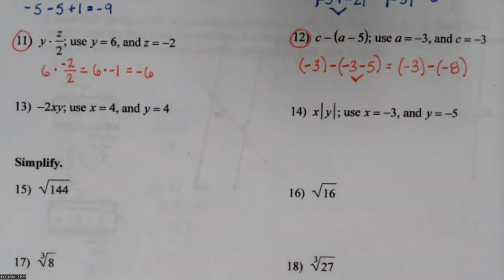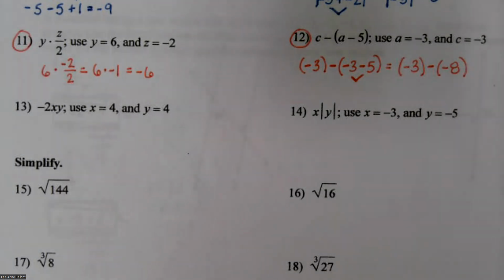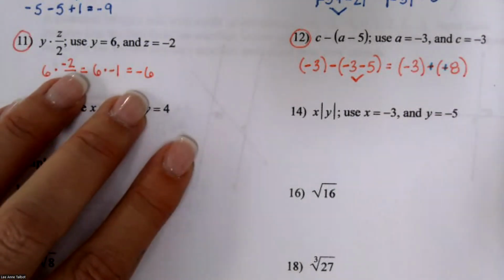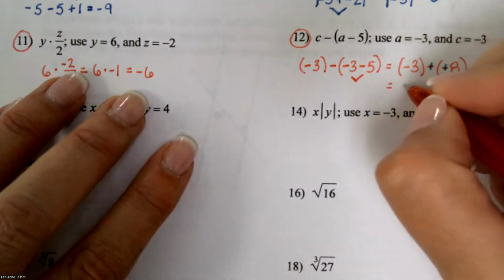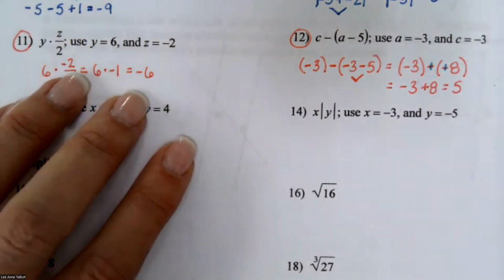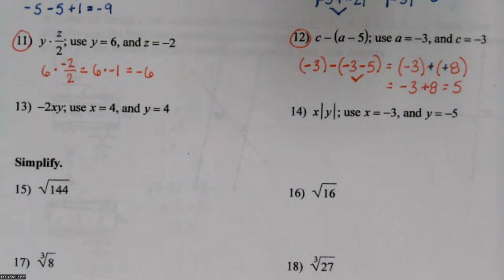And we've been working on this since last week. When I have minus a negative, I'm going to change that to plus plus. So I have -3 plus 8, which is 5. Okay, any questions about either of those two, 11 or 12? You good? Okay.